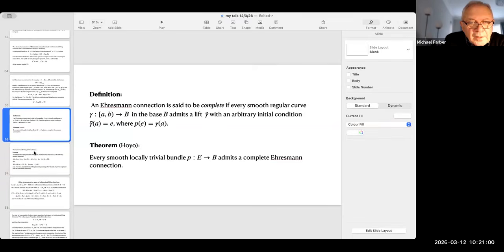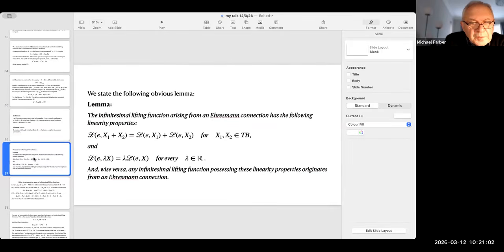Okay. So let me just skip this one. So the point about this Ehresmann connection is that, yes, it gives an infinitesimal lifting function, but this infinitesimal lifting function is linear. It's linear with respect to x. So a sum goes to the sum, and if you multiply by lambda, the lambda comes out as a factor, for every real factor lambda.